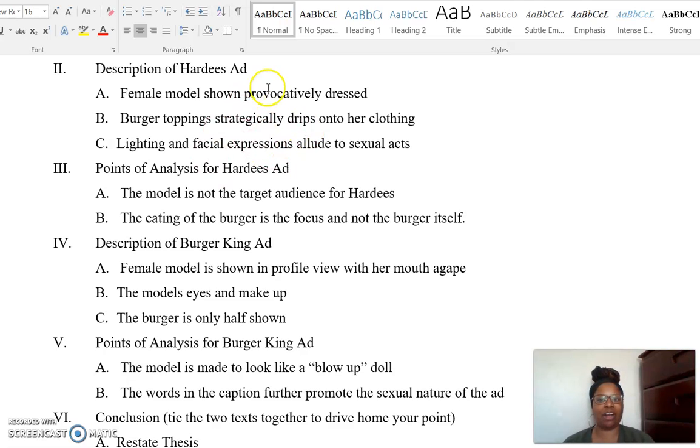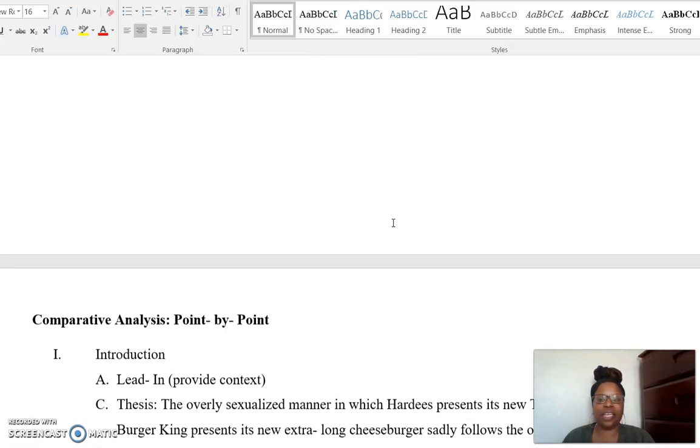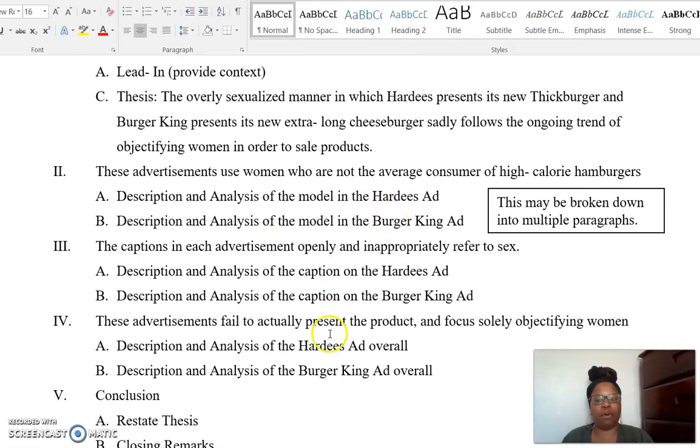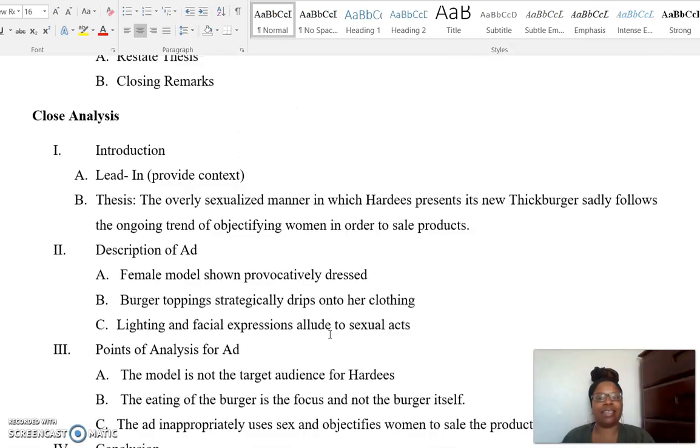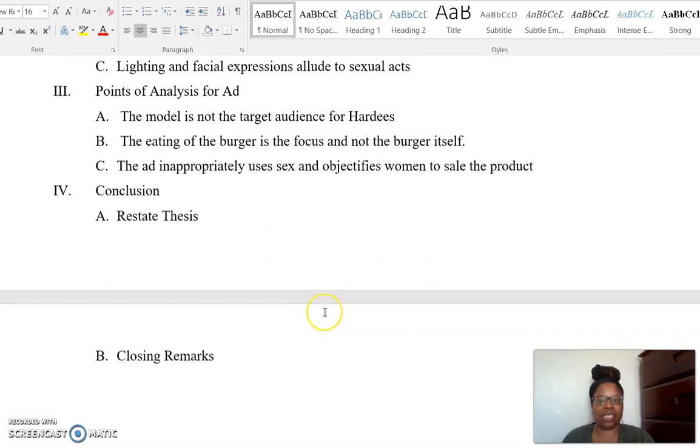What I thought about that Hardee's ad when I looked at the description is the model is not the target audience. Let's be honest, that girl who's eating that burger is not the average person who actually eats Hardee's burgers. And then the eating of the burger is the focus and not the burger itself, right? And if you are familiar with Hardee's advertisements for the thick burgers, especially back in the 90s, early 2000s, you kind of know what I'm talking about. So then I give you another example using that point-by-point format, and then an example using just a close analysis.